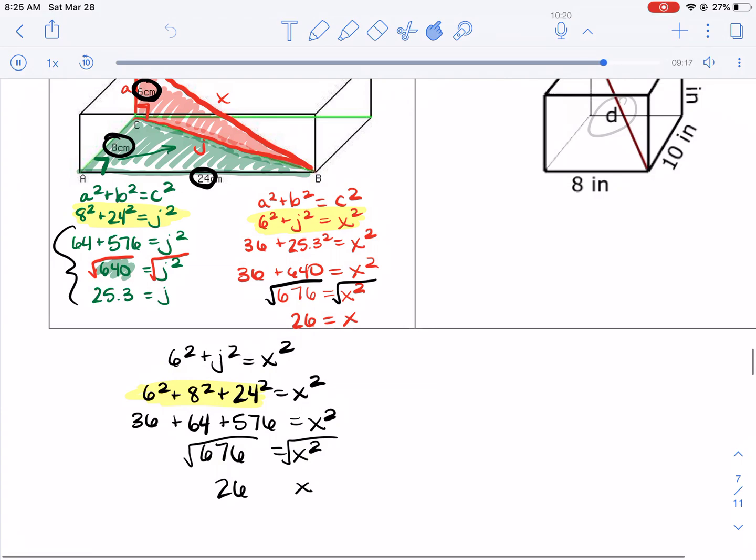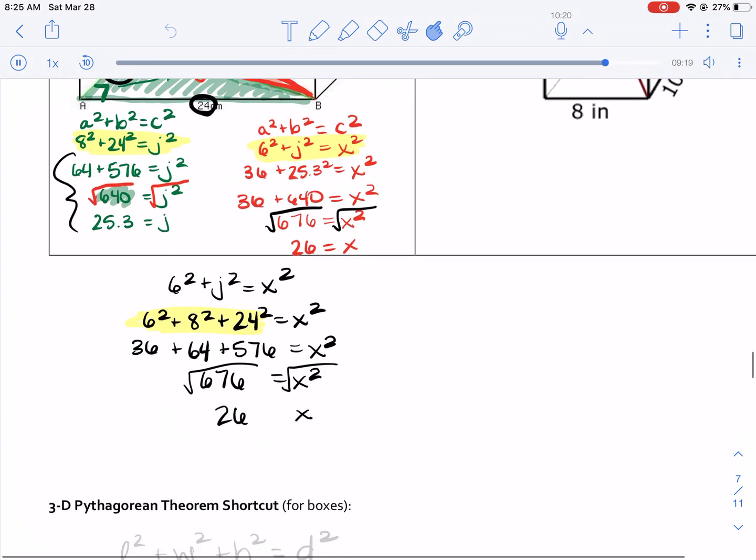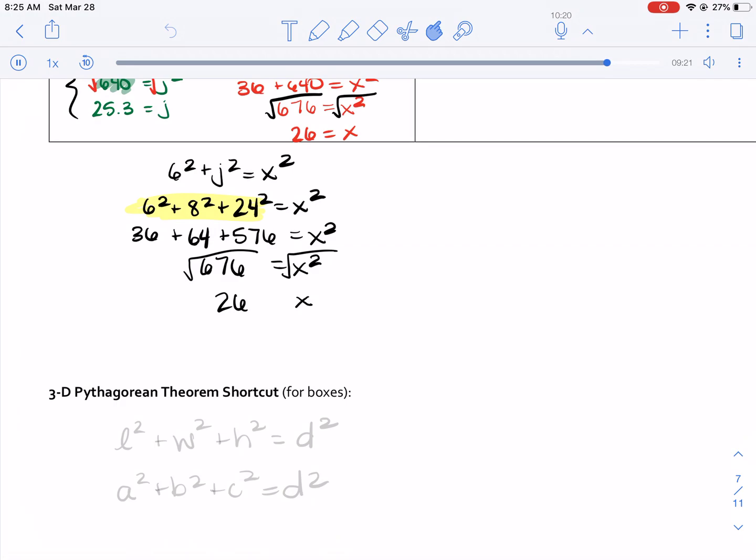So let's go ahead. There's a little shortcut for this that we can write. We got 6 squared plus 8 squared plus 24 squared. So 6 and 8 and 24, that's the length, the width, and the height of the box. And then that will equal that long side over there. Over here, it's called d. So I'm going to call it d squared.